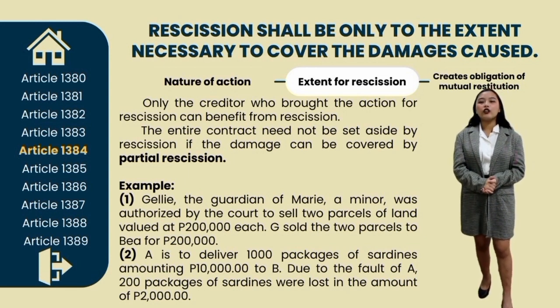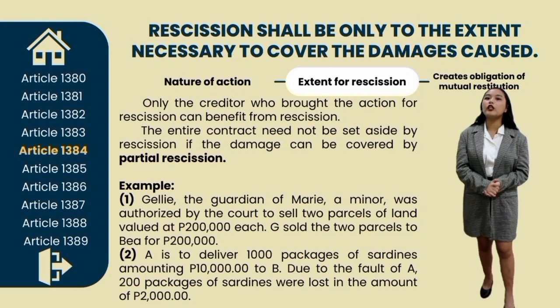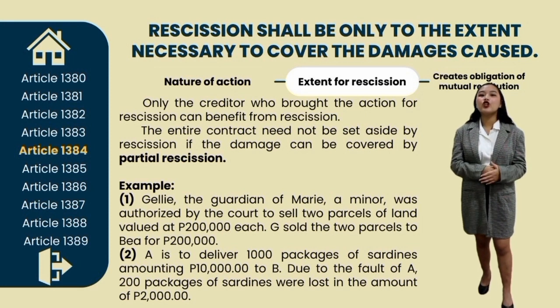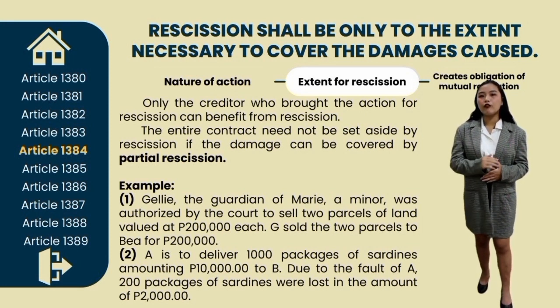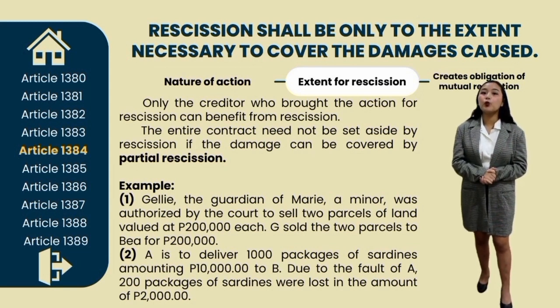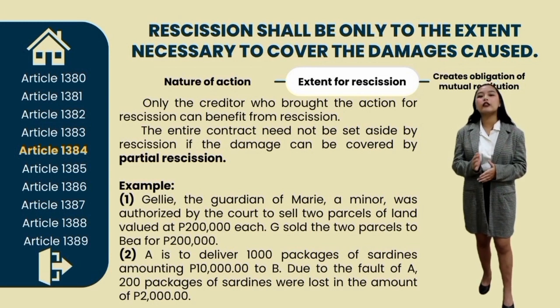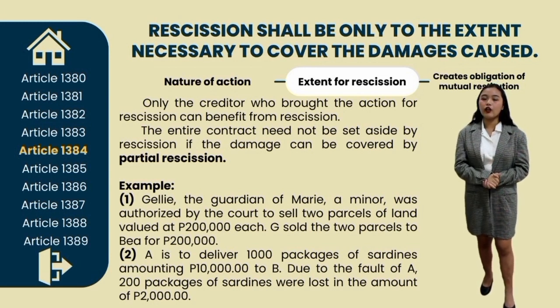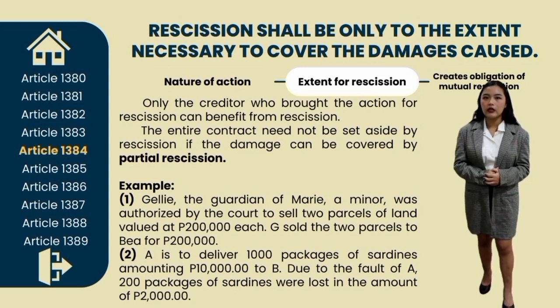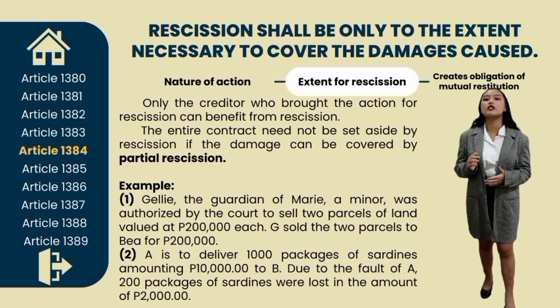Additionally, the entire contract need not be set aside by rescission if the damages can be covered by partial rescission. The extent of revocation should only amount to the prejudice suffered by the creditor. In this article, partial rescission was also mentioned, which shows that its main purpose is to make good on or compensate for the damages or harm done. Complete rescission will no longer be necessary or permitted if the circumstances of the case do not justify it. This policy of the law is to preserve and protect the contract and not to extinguish it.